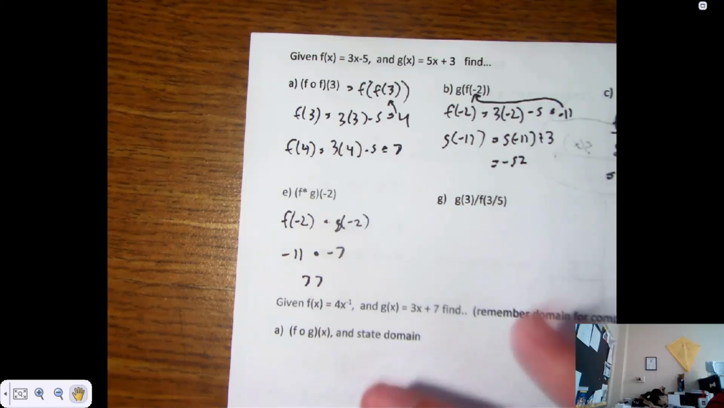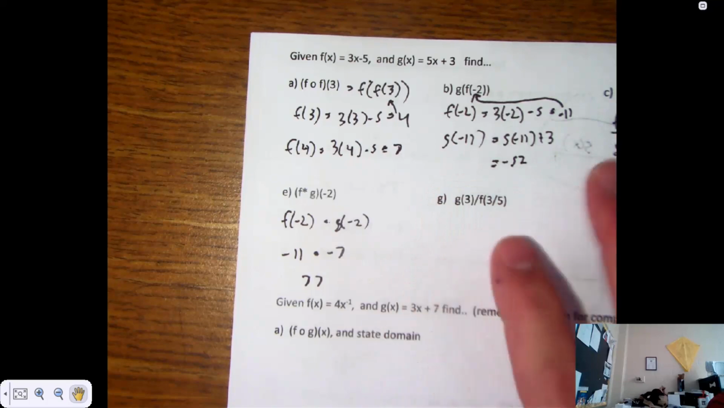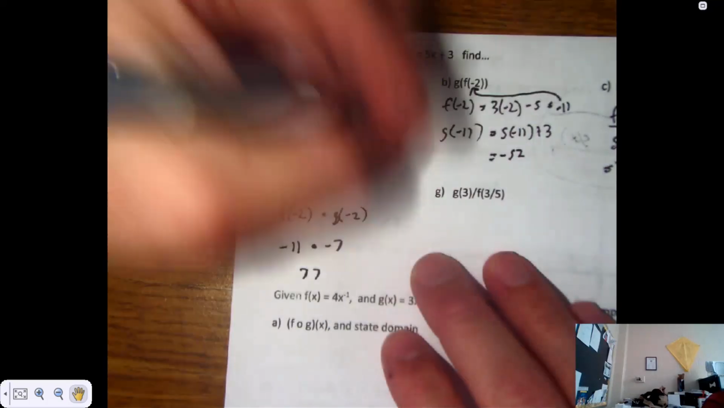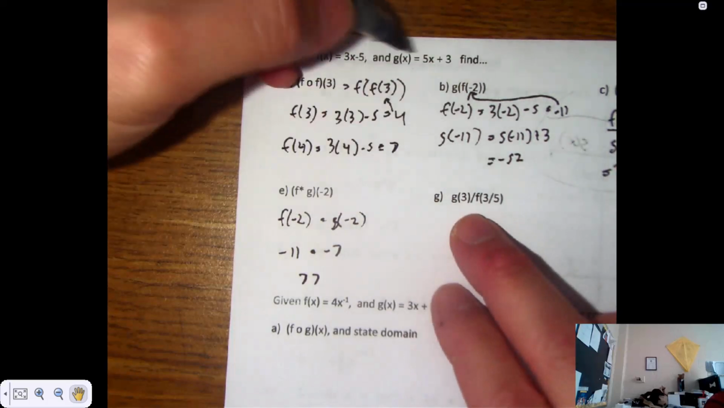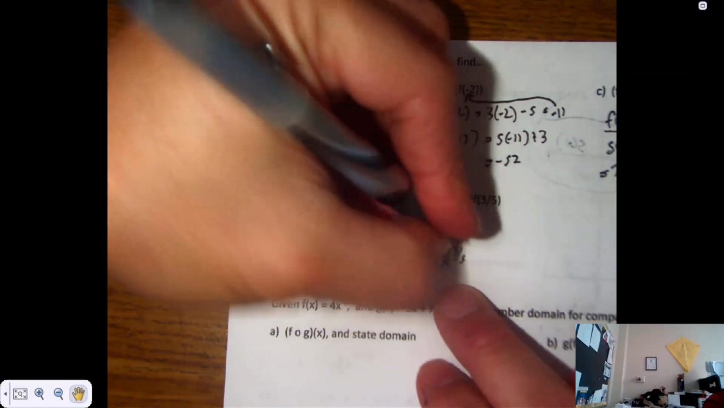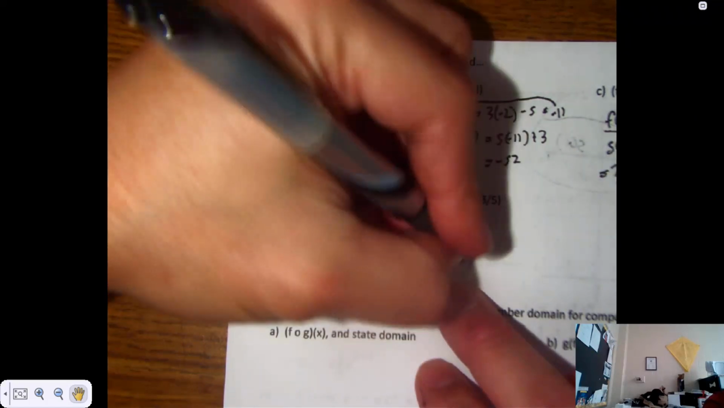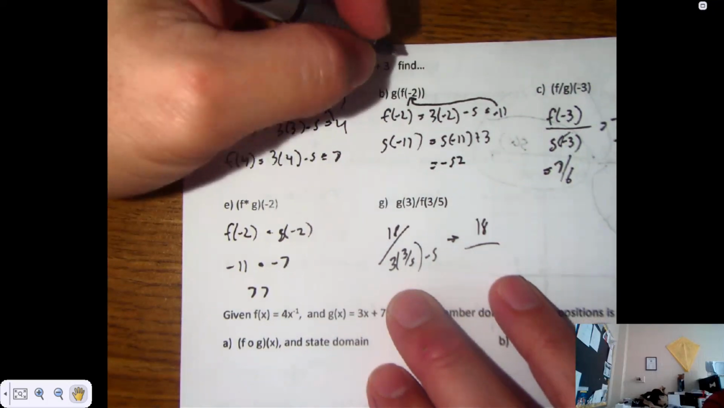G of 3 has been found, I think, hasn't it? No, I haven't found G of 3. But anyways, you do what it tells you to do. You plug a 3 into G, and you'll get an 18. And you divide it by F of 3/5. So I'm going to plug in a 3/5 into F. And I feel like doing this all by hand. 3 times 3/5 is how many fifths? 9/5.